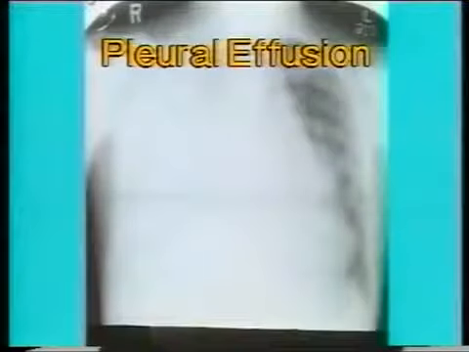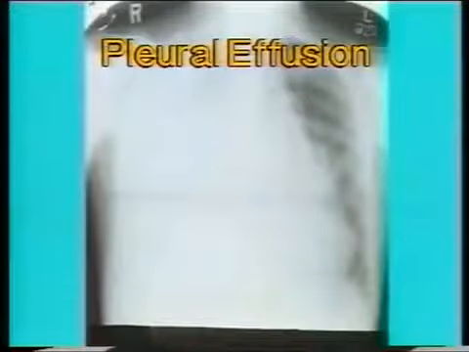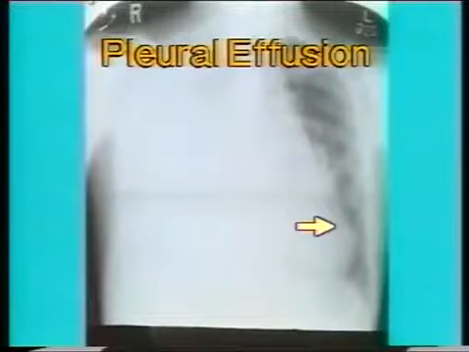This now is a very massive effusion with complete opacity of the right side and shift of mediastinum to the opposite side. Note the shift of the heart to the left side. When the opacity is complete and the concave upper border is not seen, then shift of mediastinum to the opposite side is very suggestive of a pleural effusion.